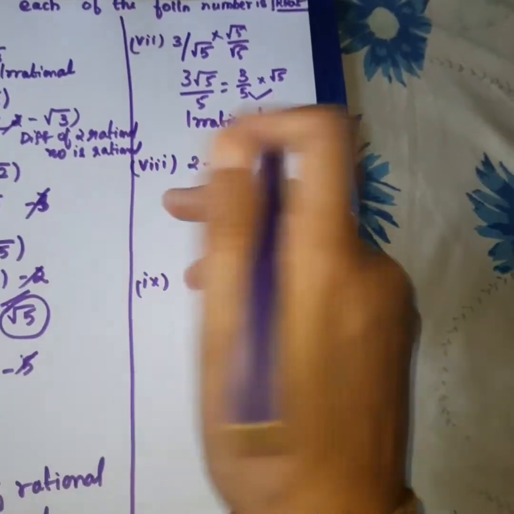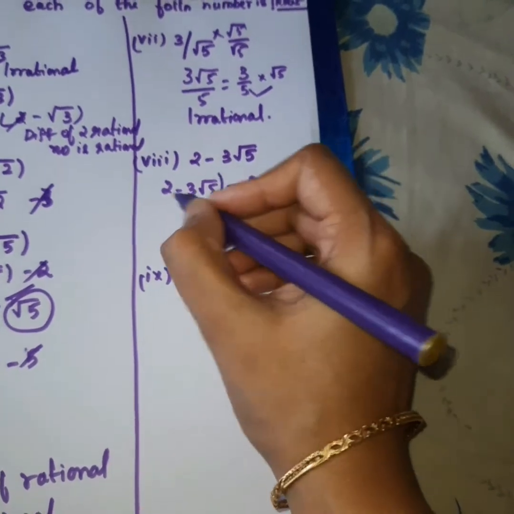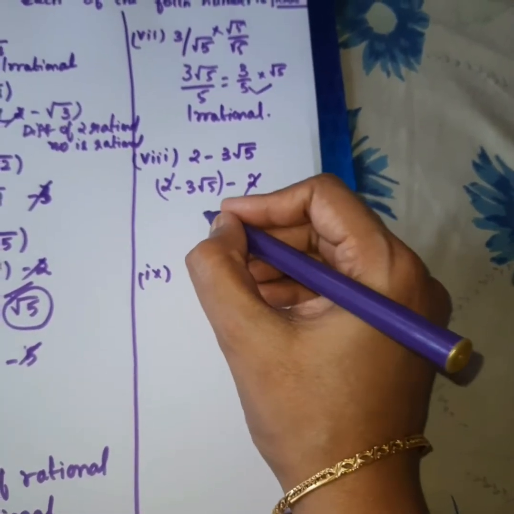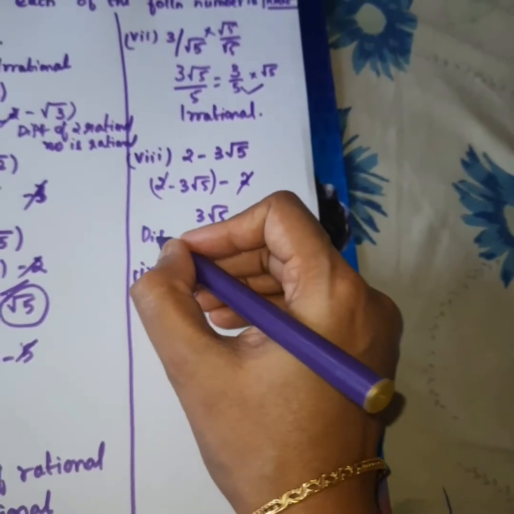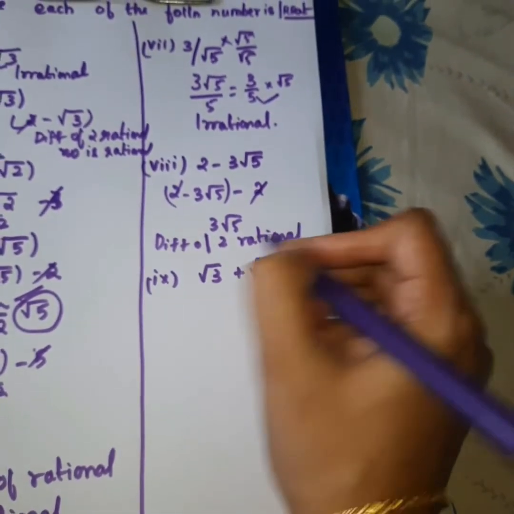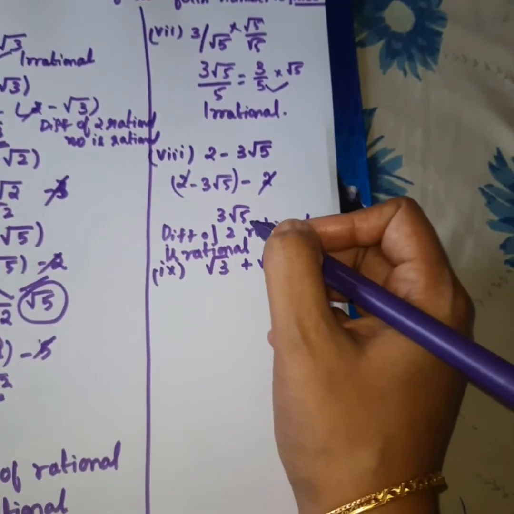Next question 8, we need to subtract 2. So 2 and 2 go off, and the difference of two rationals is rational, which is contradicting. So hence proved this is an irrational number. We know sum, difference, product, all of two rational numbers is always a rational number.